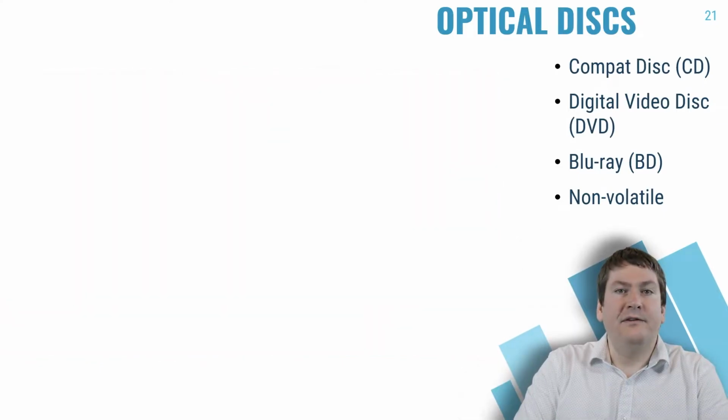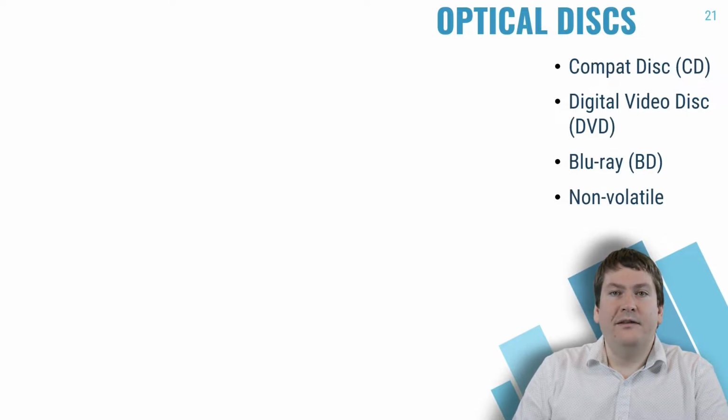Optical discs have different sizes depending on the generation of the technology used. CDs have about 700 megabytes, DVDs about 4.7 gigabytes, and Blu-rays about 50 gigabytes. All significantly less than hard drives, but they have the advantage of portability and being cheap.